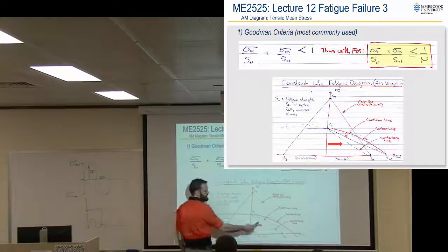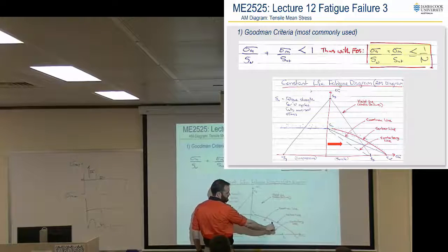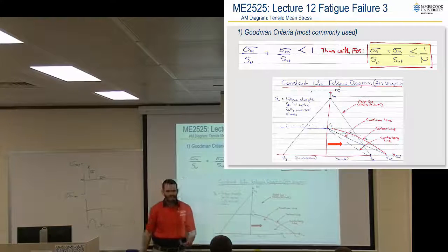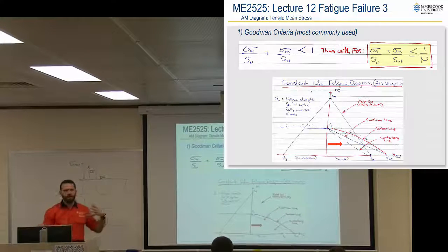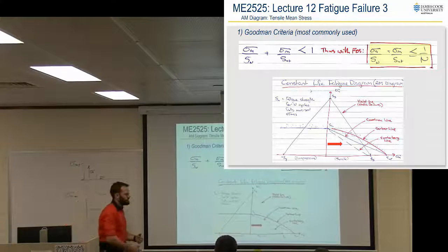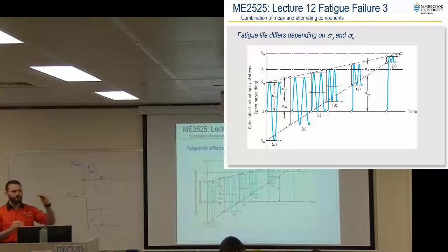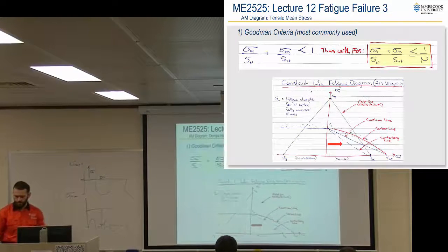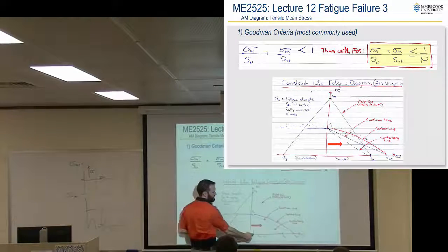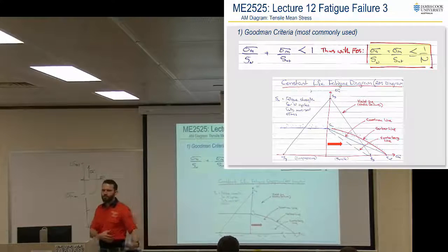So if I have some point here and I have a sigma A and a sigma M and that's on the line, then I know that I'm failing. If it's outside, I'm safe inside, and on the line, N equals 1. Okay? So it's that combination of A and M as M increases and A decreases. So that's exactly what this one's showing. As M goes up linearly, A goes down linearly. Okay, so this curve is reproducing exactly that.